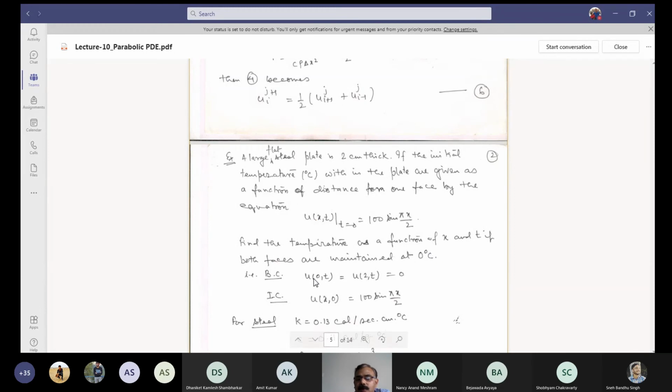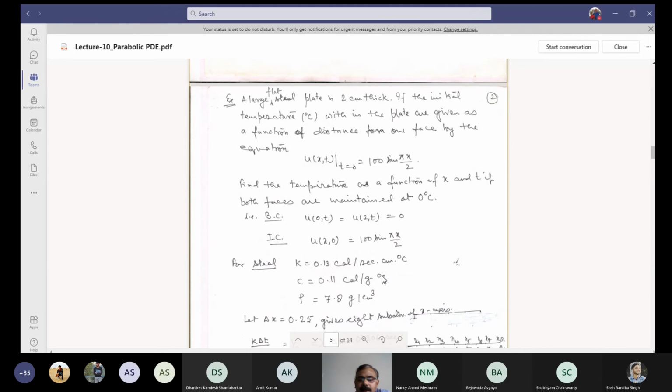Meaning by that, u(0,t) is the same as u(2,t), because thickness is 2 centimeter, equal to 0. So this is the boundary condition. Here is the initial condition. The values of K and C rho, all these are given.